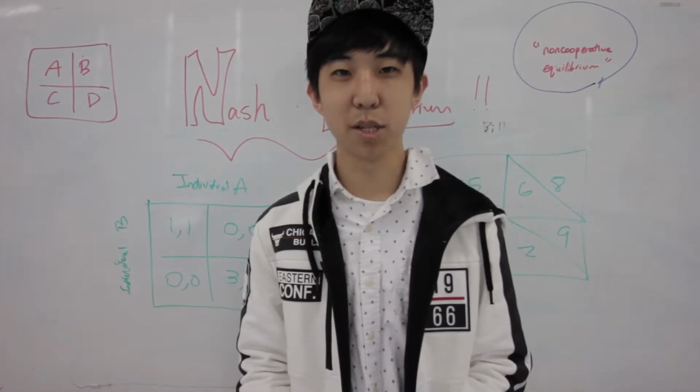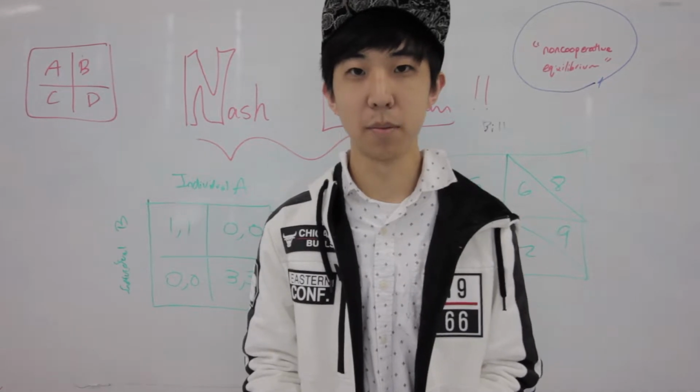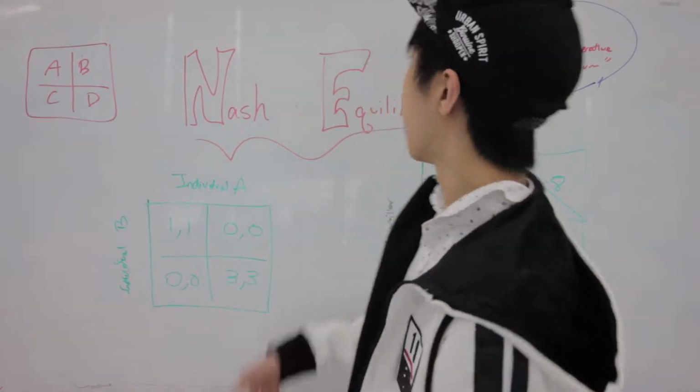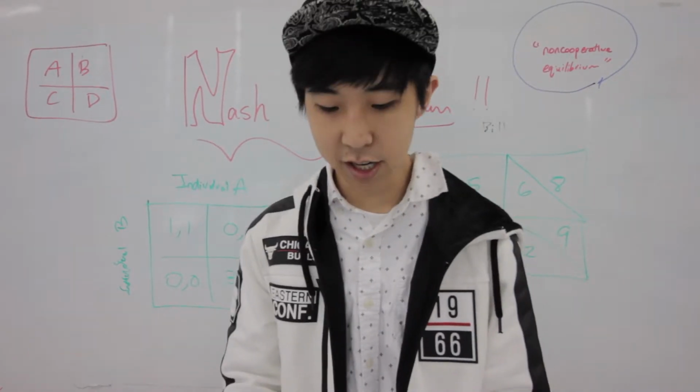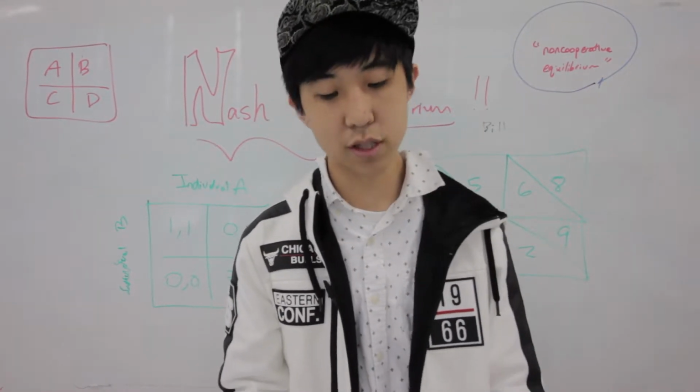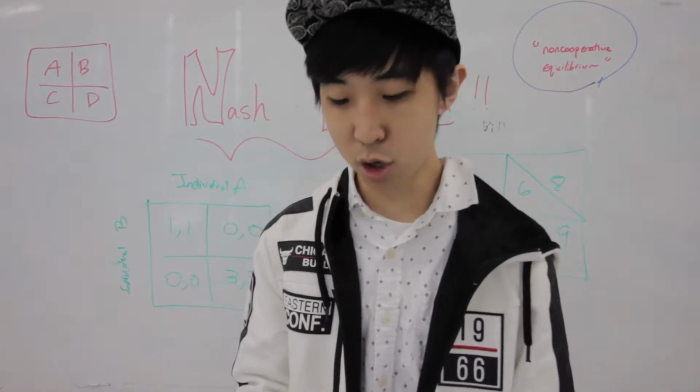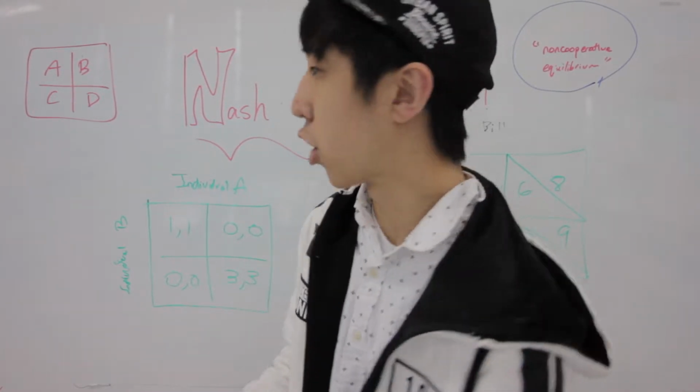The next concept we'll be exploring in this video is Nash equilibrium, which is also known as non-cooperative equilibrium. Now, Nash equilibrium is defined as the result when each player in a game chooses the action that maximizes his or her payoff, given the actions of other players.